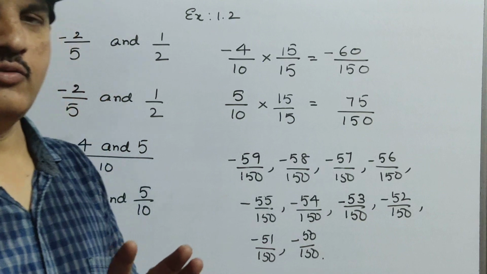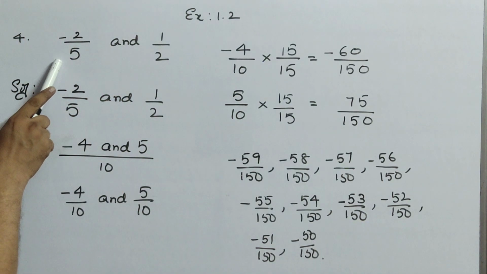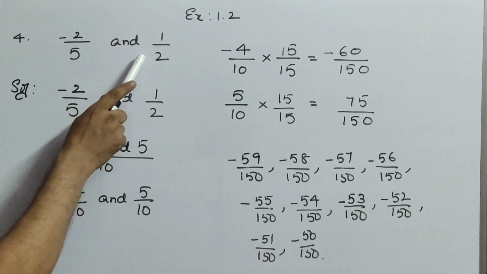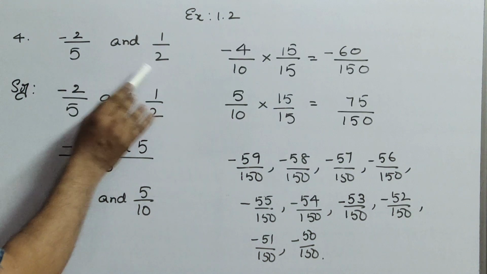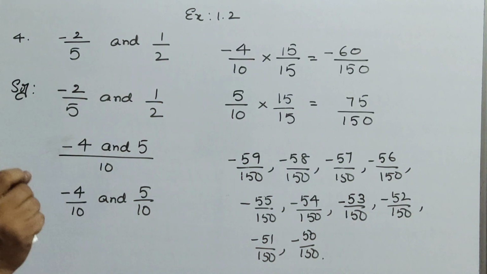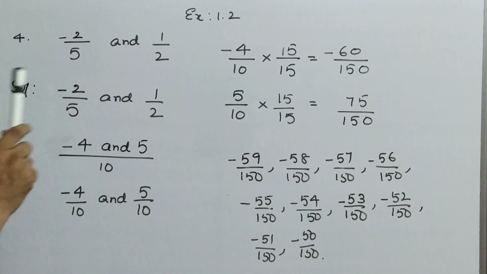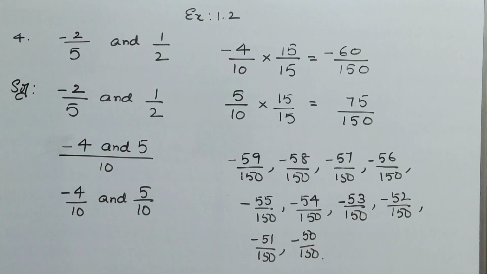And is it clear? Once again I am telling you children. He asked to find 10 rational numbers between minus 2 by 5 and 1 by 2. Listen very carefully. I know that you may not understand the first time, so that's why I am repeating here. Minus 2 by 5 and 1 by 2, he is asking for 10 rational numbers between these two.